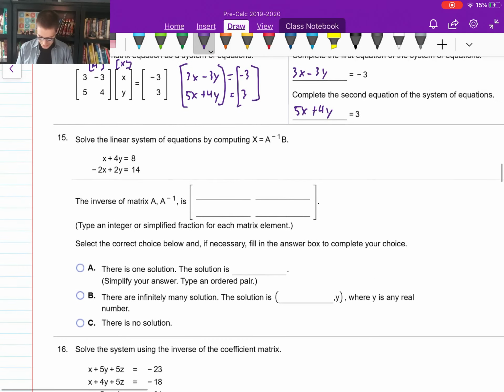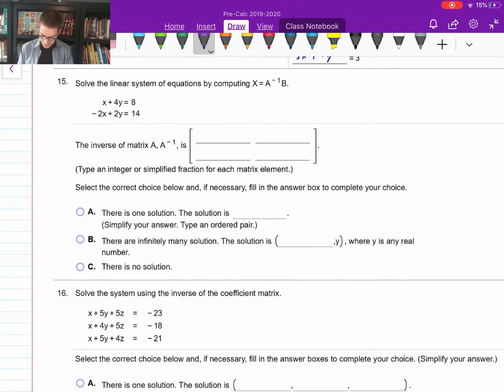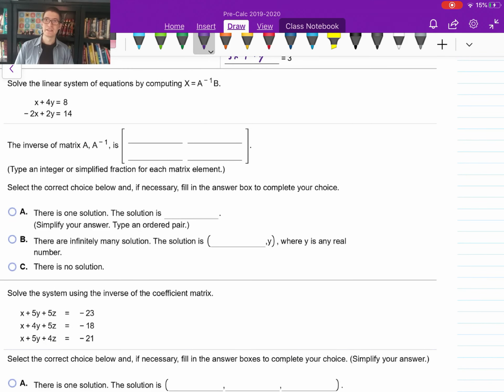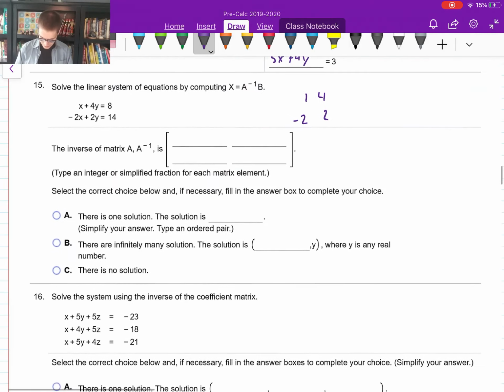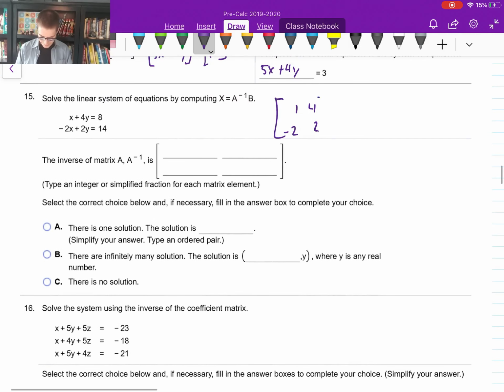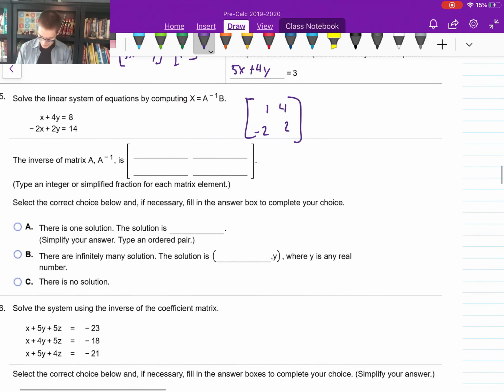I hope this one's just a matter of definitions and language. Number 15. Solve the linear system of equations by computing x equals the inverse of A times B. Here's what you can do. We can calculate the inverse of A. Not too difficult here. If you remember how to find an inverse matrix, let's actually make the A first. A is 1, 4, -2, 2.